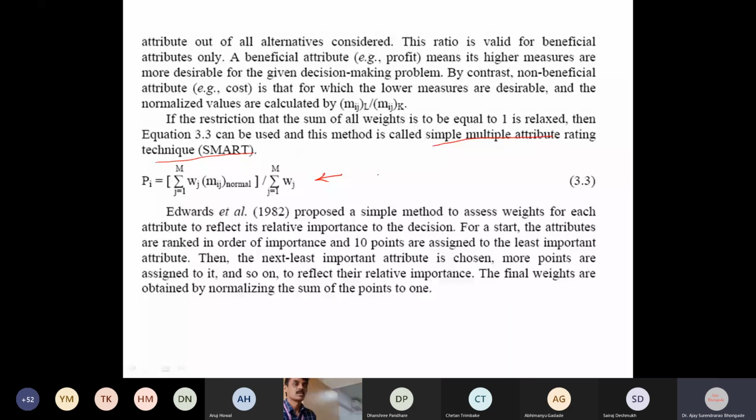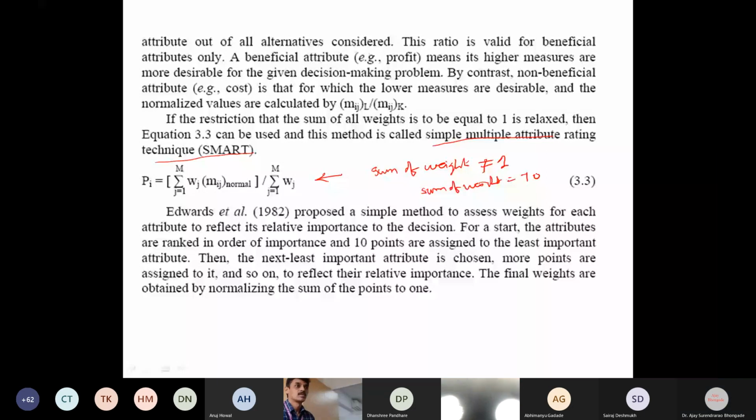So if the sum of weights is not equal to 1, then we divide by that particular weight. So if the sum of weights is, let us say, 700, we will divide this entire term by 700, and that will give the composite performance score for that alternative option. Okay, that is the only difference.